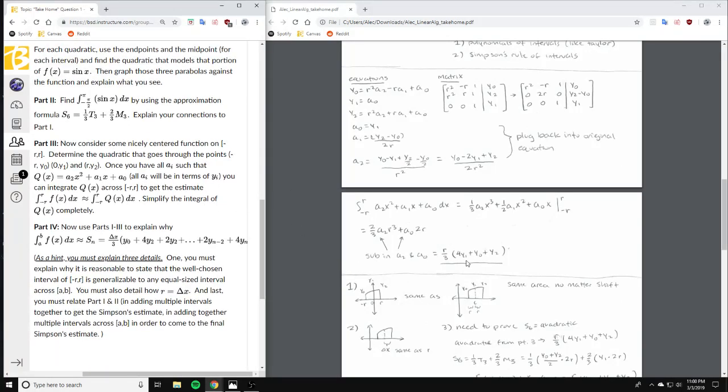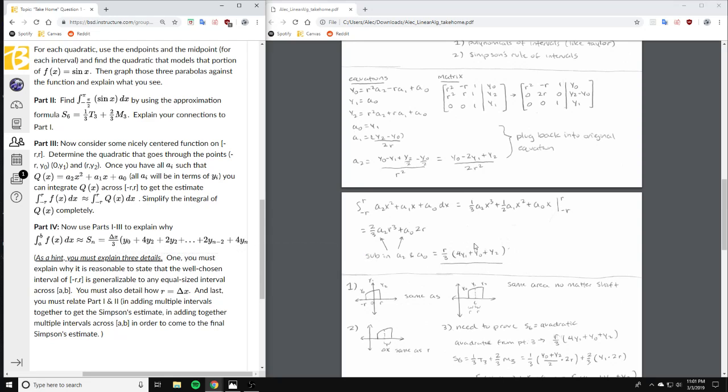What's really interesting is that this equation is really similar to the equation they're asking for in part 4, which is, instead of r, delta x/3 times y0 plus 2y2 plus 2y2. I think that's a typo. I think this is supposed to be a 1, but yeah, I'm pretty sure it's a typo.